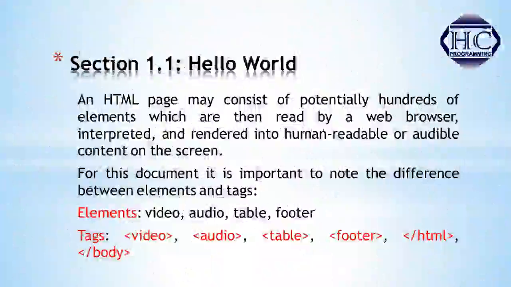An HTML page may consist of potentially hundreds of elements which are then read by a web browser, interpreted, and rendered into human-readable or audible content on the screen. For this document, it is important to note the difference between elements and tags. Elements: video, audio, table, footer. Tags: <video>, <audio>, <table>, <footer>, </html>, </body>.